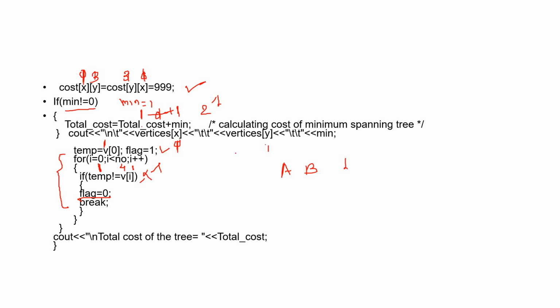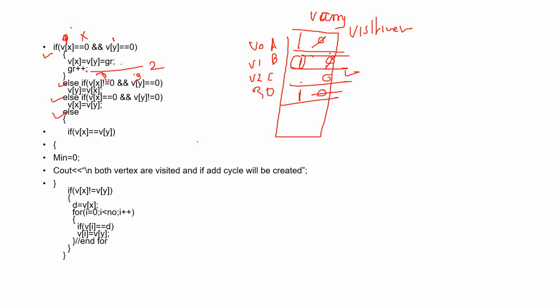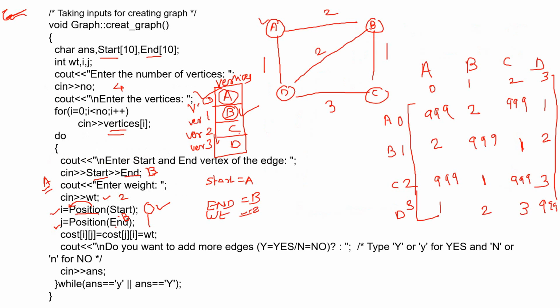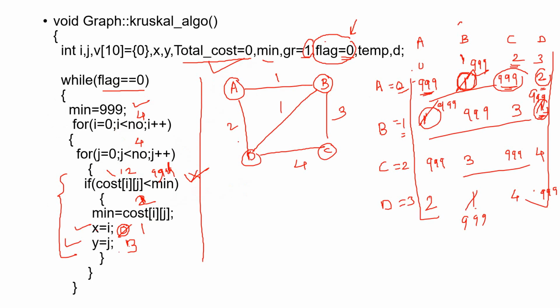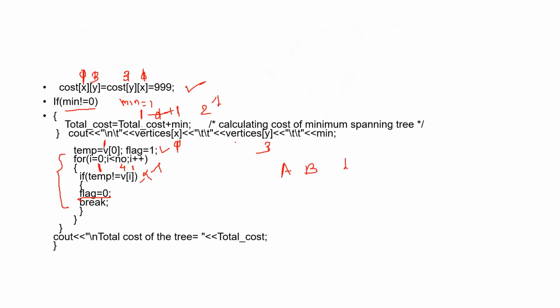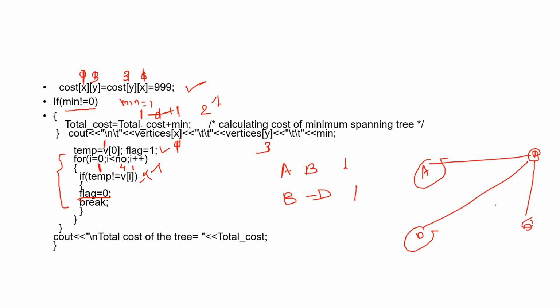Vertex 1 and vertex 3. So vertex 1 is B and vertex 3 is D. So we have considered the edge B to D, which has cost equal to 1. So far we have considered these two edges, A to B and after that B to D. Our matrix is like this and weight is 1. So far we have not considered this one.